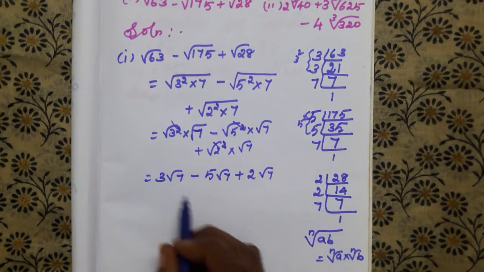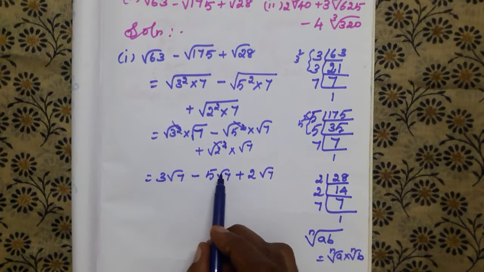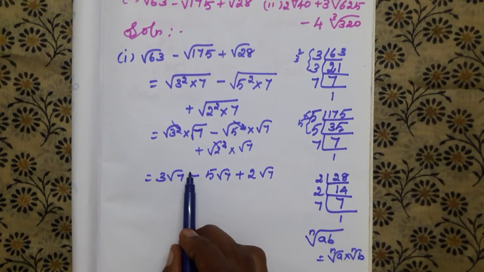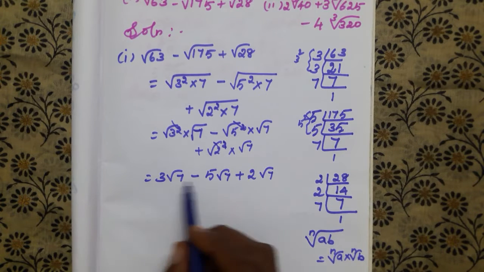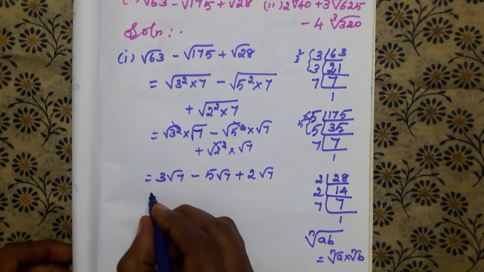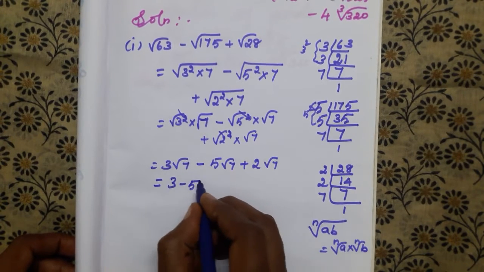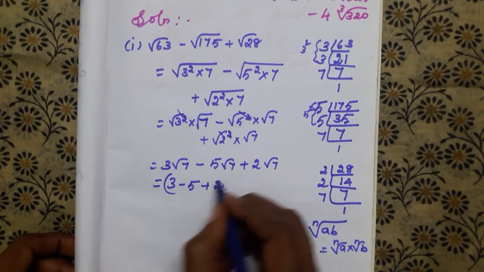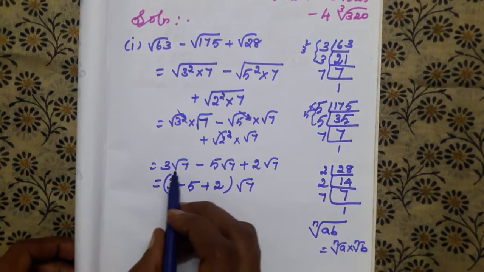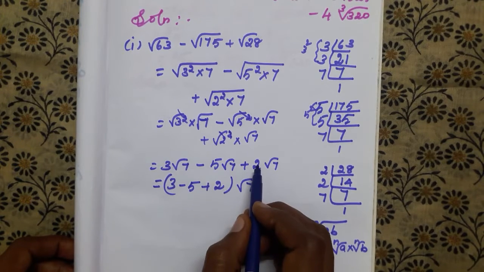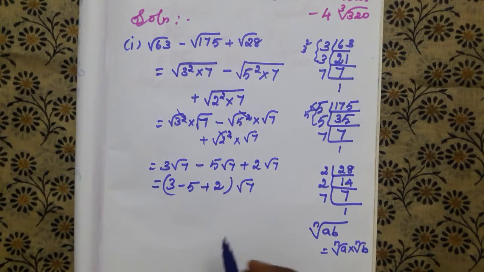Now check these three numbers. What's the order? Everywhere order is 2. What's the radicand? Everywhere the radicand is 7. So we can add as well as subtract. These three numbers we can simplify now. How can we simplify? 3 minus 5 plus 2, root 7. What's the coefficient? Everywhere coefficient, write it. 3 minus 5 plus 2 root 7.